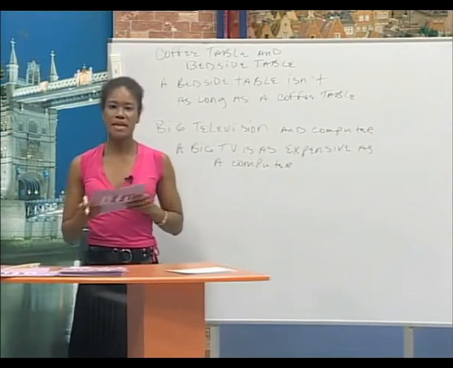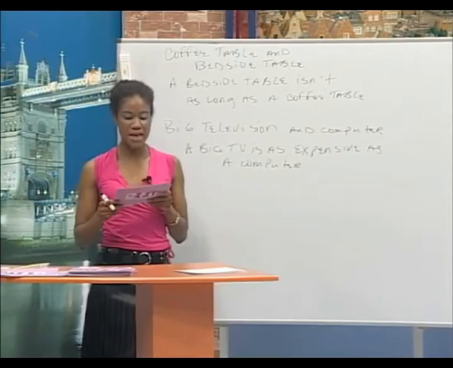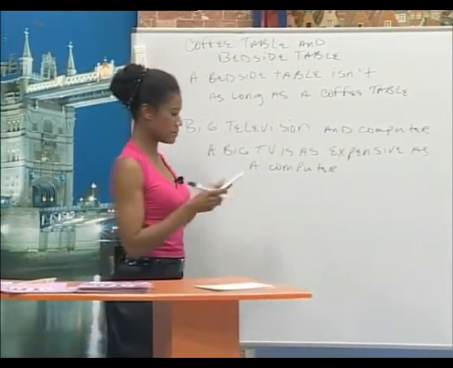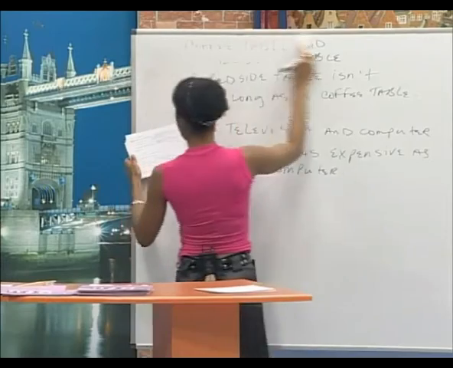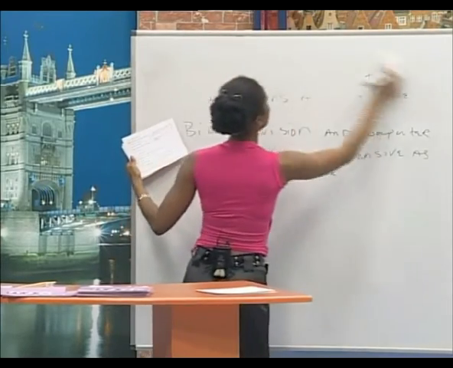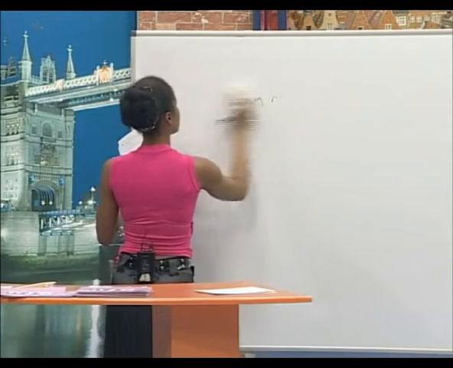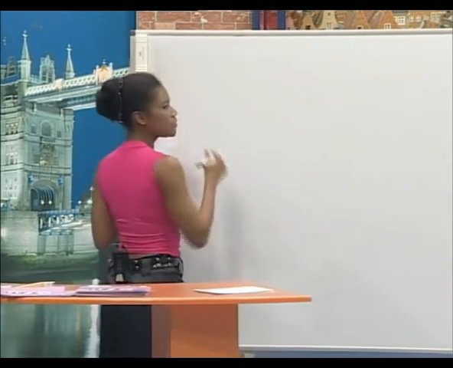Now let's try another exercise. We're going to make sentences using as, with the adjectives in parentheses. Okay, you can make affirmative or negative sentences. Are you ready?